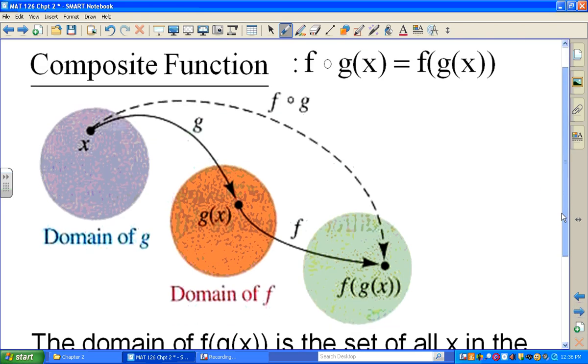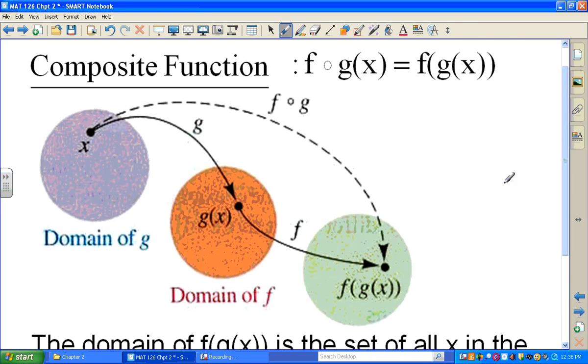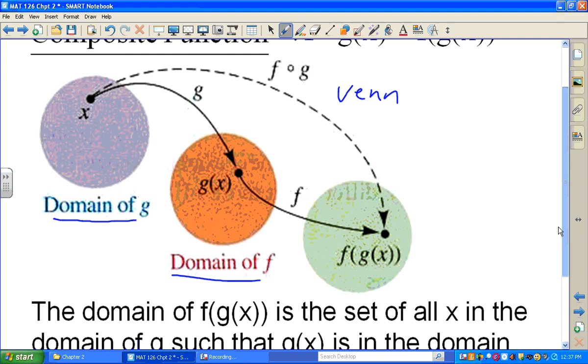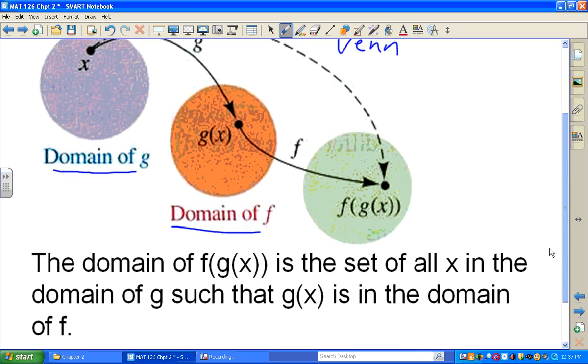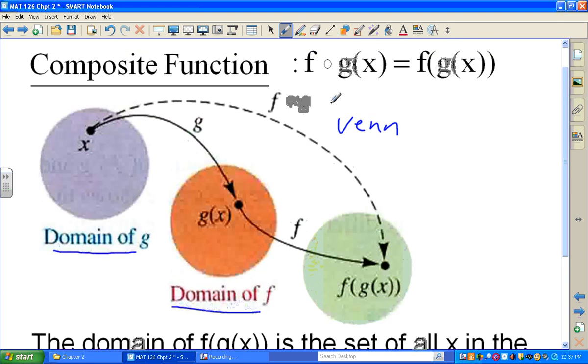Oh, a composite function. What type of diagram is this again? Yeah, it's a Venn diagram. And I don't really think of it like this. Some people do. You have the domain of G and the domain of F, and we put them all together. You can come up with a domain. I just put together and see what I come up with.